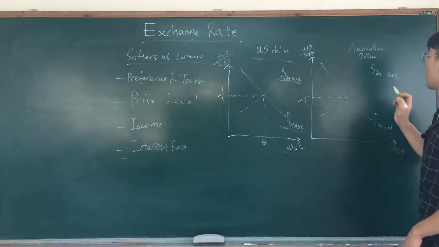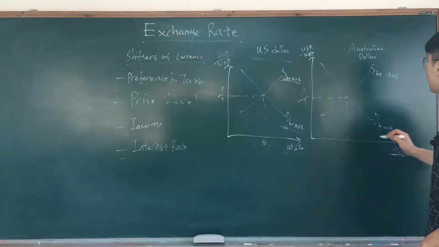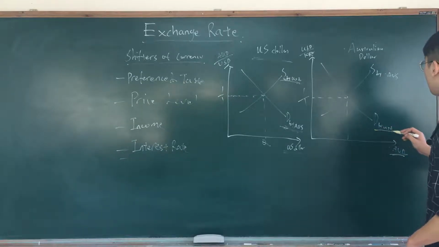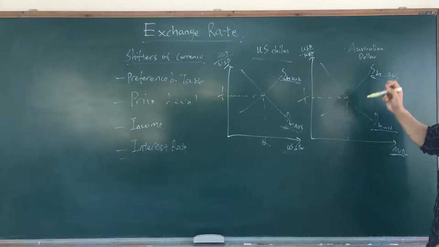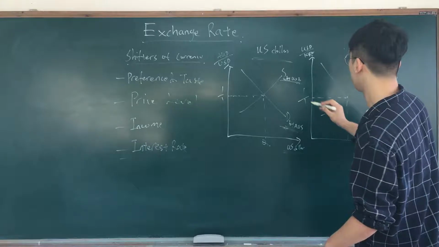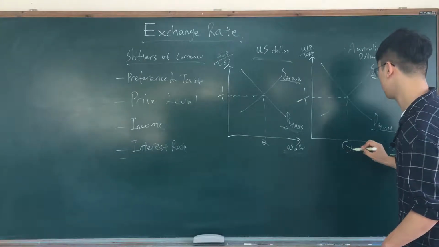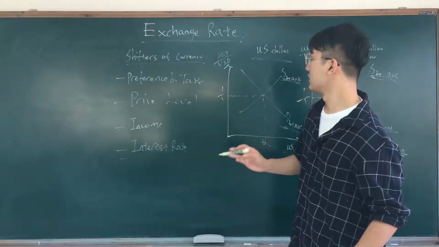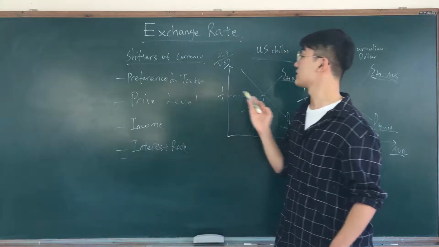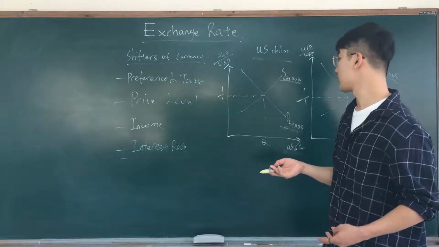And in the Australian dollar market, the x-axis, the quantity will be Australian dollars, and then who demands Australian dollars? It will be America, and who supplies them? It must be Australians who supply the Australian dollars. Okay, so this one's 1 USD for 1 Australian dollar, the same as here. So let's look at how each of the factors shifts the curves here. The first one, preference and taste. If the preference and taste for American-made goods increase, right? Then what will happen?